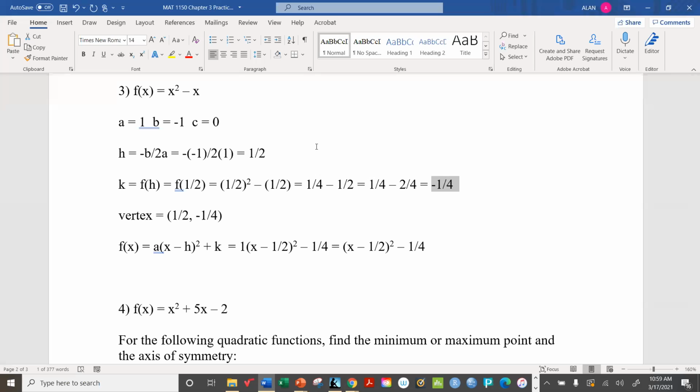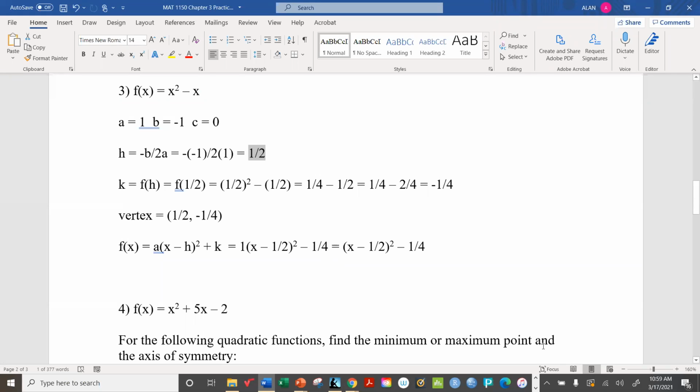Especially after you've done a few of these, this H formula couldn't be much simpler. And then you're really just plugging this 1/2 into this equation and replacing all the X's, and whatever you get is your K. Gotcha. As scary as it looks, really, it's not that complicated.